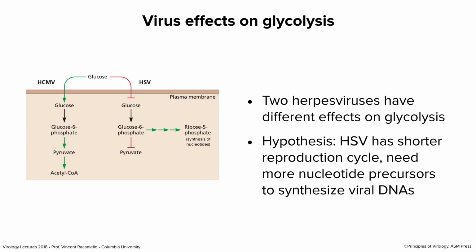Here are two different effects of virus replication on glycolysis. Here we have human cytomegalovirus and herpes simplex virus. So these are two viruses of the same family. They have different effects on glycolysis. So HCMV stimulates uptake of glucose into the cell, stimulates the transporter that brings in glucose, and that gives a lot of acetyl-CoA, which can be used to make membranes. And this virus requires a lot of membrane.